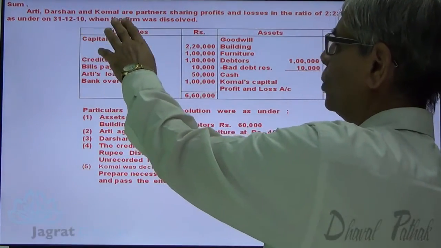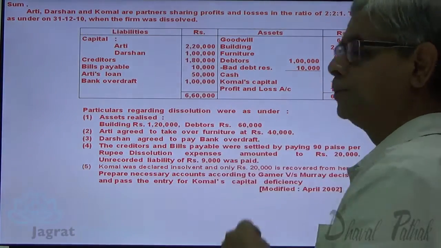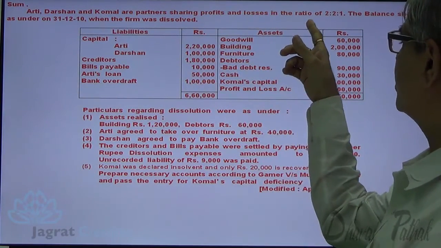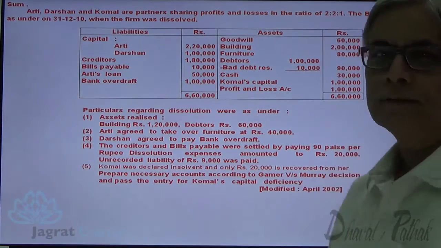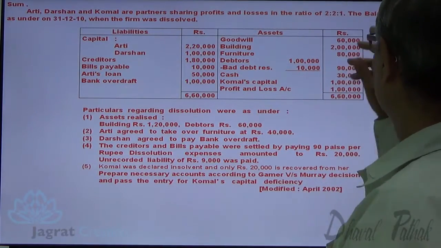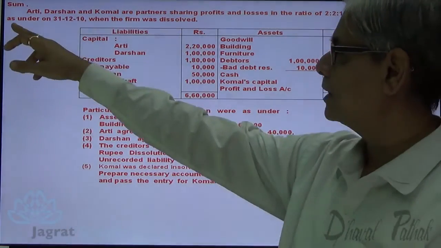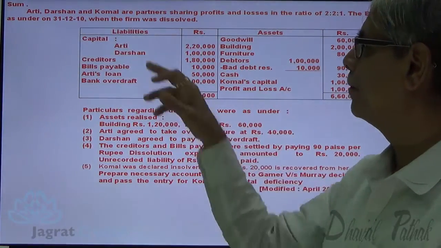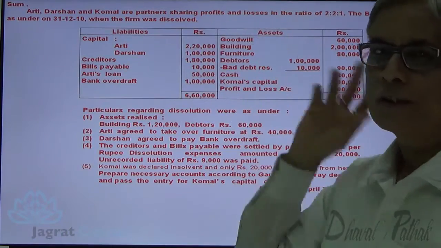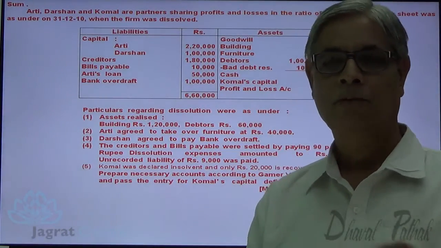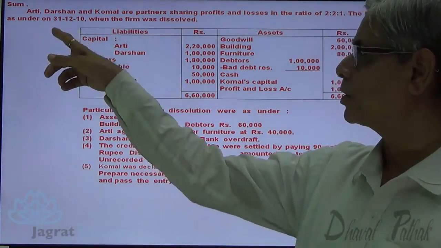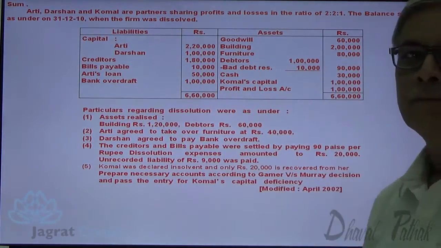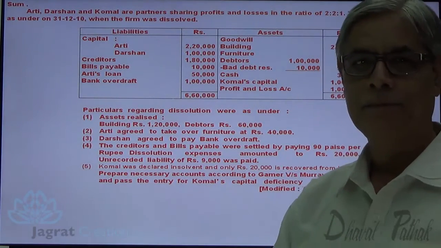Aarti, Darshan and Komal are partners sharing profits and losses in the ratio of 2:2:1. The balance sheet was as under on 31st of December 2010 when the firm was dissolved. Firm is dissolved on 31st of December 2010 and we are given the balance sheet as on that date.